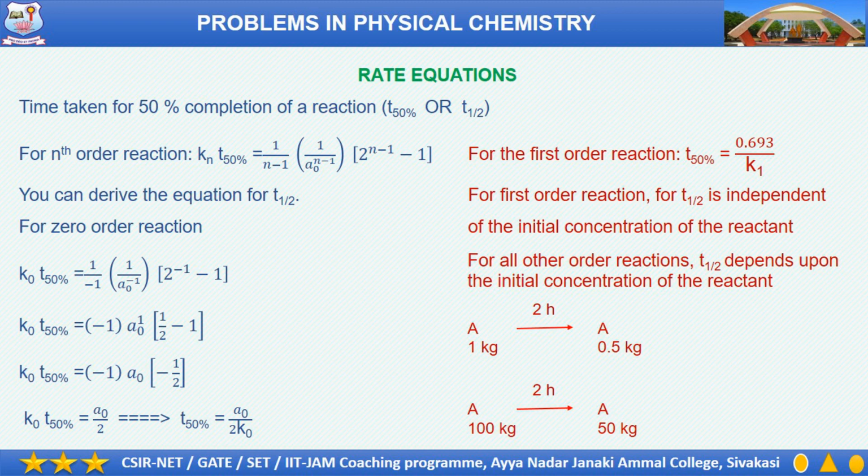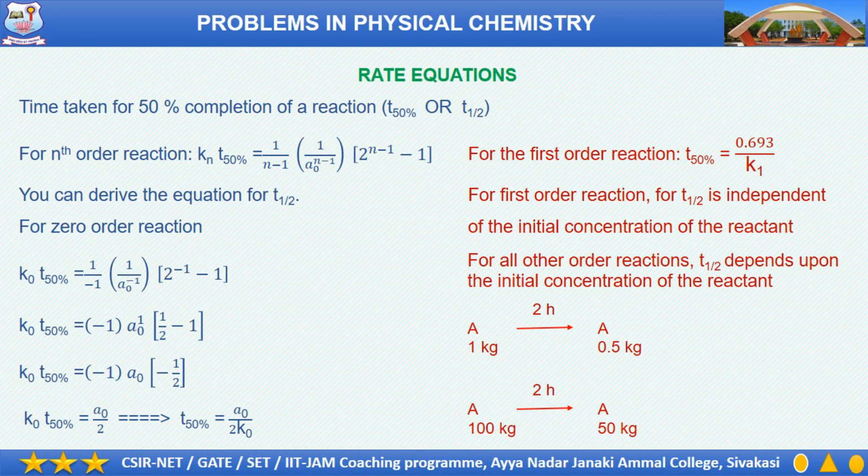2 hours is required, let us assume. And now we have taken 100 kilograms. What is half of it? 50 kilograms. How much time is required? The same 2 hours. Therefore, the reaction in which the half-life period is independent of the initial concentration, you can boldly say that the order of the reaction is the first order. Whereas for all other orders, zero order, second order, fractional order, it depends upon the initial concentration.